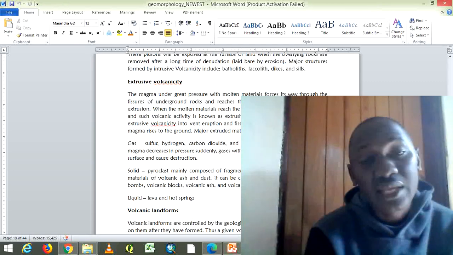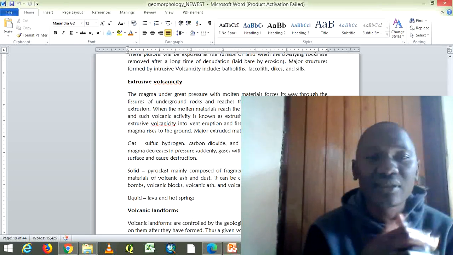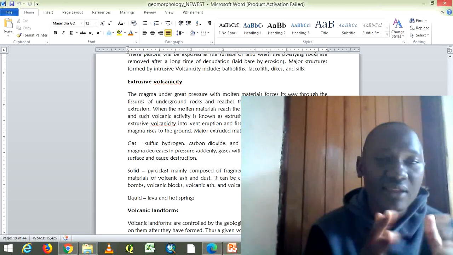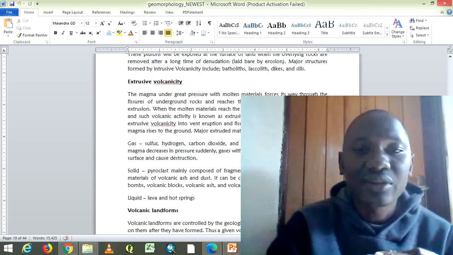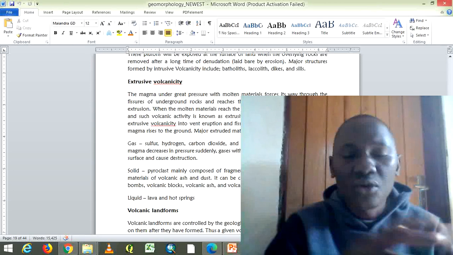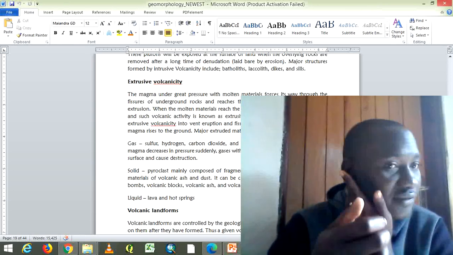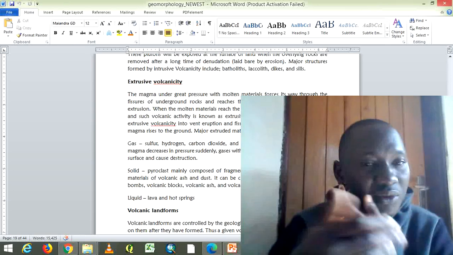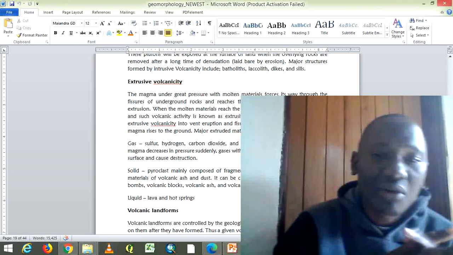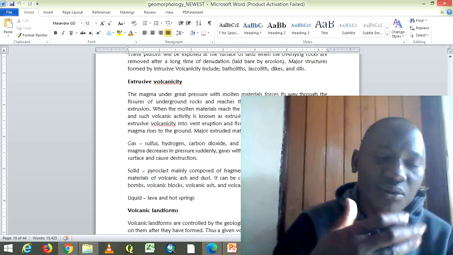When the amount of silica is 65 and above, then that is acidic lava, and therefore it's also highly viscous. We define viscosity as the measure of resistance to flow. So when we say that magma is highly viscous, it means that magma cannot easily flow. Such highly viscous magma is associated with violent eruptions because it cannot come out of the ground quietly. Whereas basic lava, which is less viscous, is associated with silent eruption because it can easily ooze out of the ground and then begin to flow.